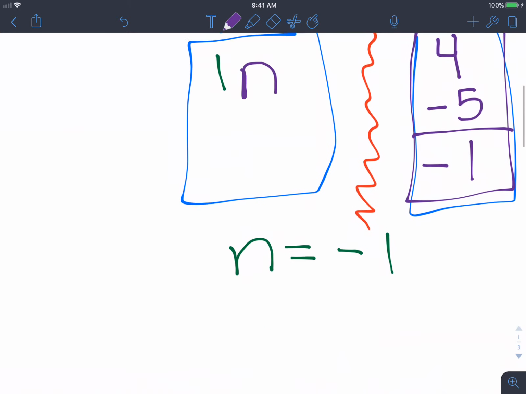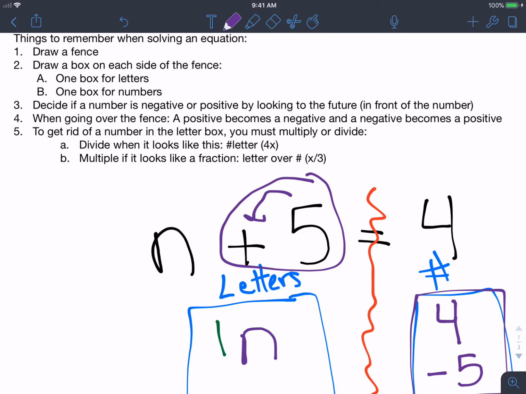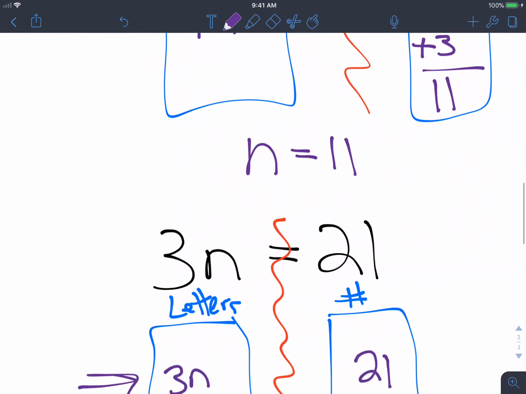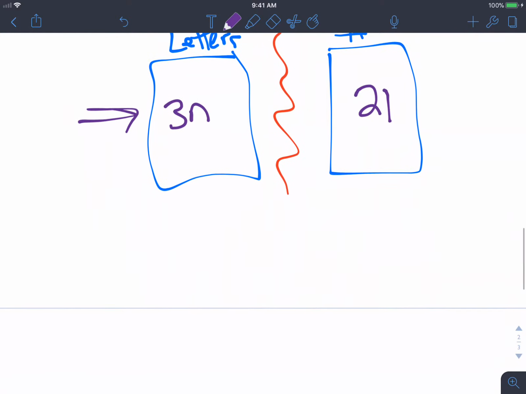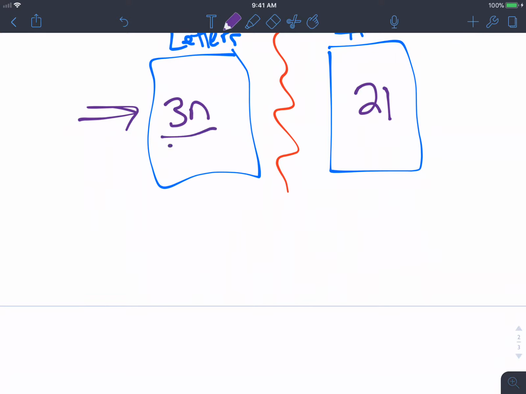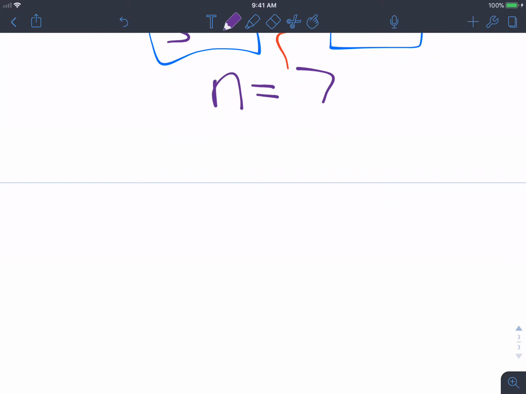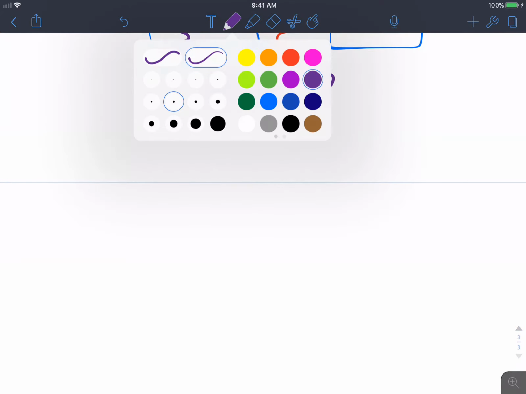Now, we do notice that this time I do have a number with my letter. So going back to the top here, it said that to get rid of a number in a letter box, you must multiply or divide. Divide when it looks like a number and a letter. And I can confirm, yes, that looks like a number and a letter, so I'm going to divide by 3 here, and I'm also going to divide by 3 over here. So then we can find out that n equals 7. Okay, let's take a look at a multiplication one.